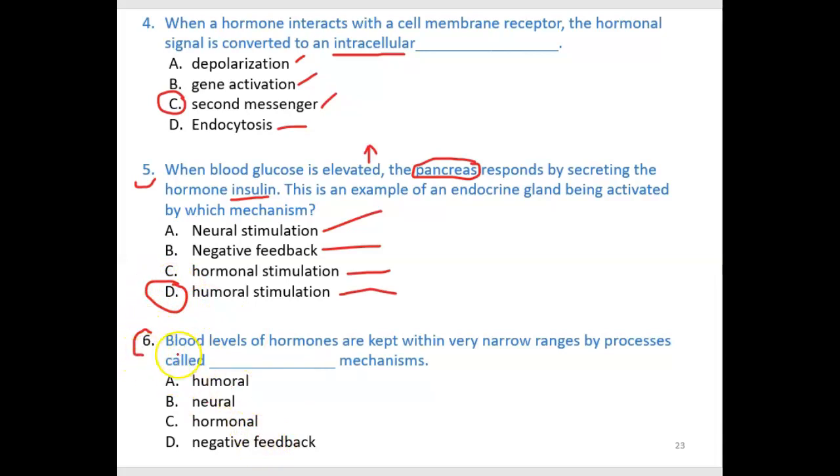And number 6, the last one, blood levels of hormones are kept within very narrow ranges by a process called what? And we call it negative feedback mechanism.